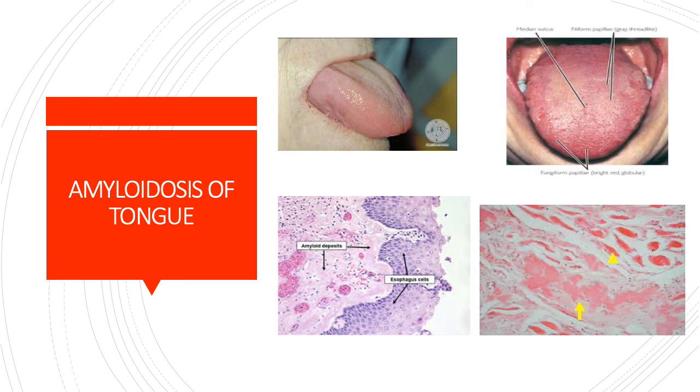Very important questions from exam point of view: special stains to demonstrate amyloidosis are important, and classification of amyloidosis is important. Amyloidosis of spleen is important again. These are the most important exam oriented questions.